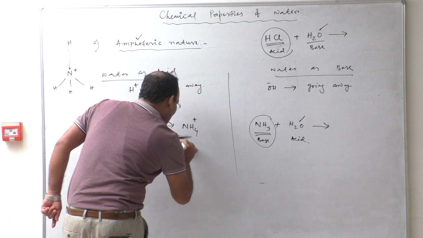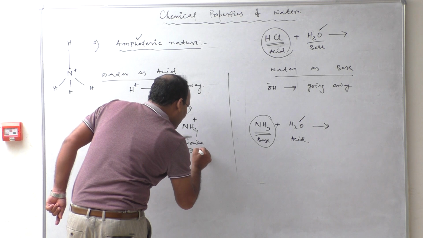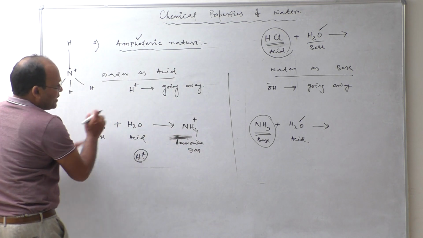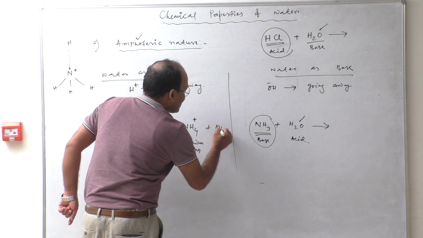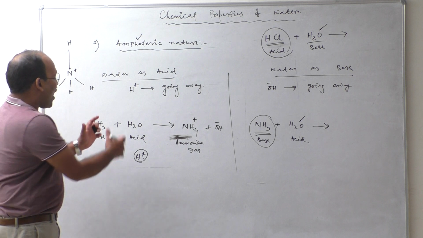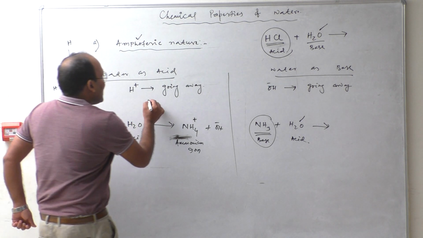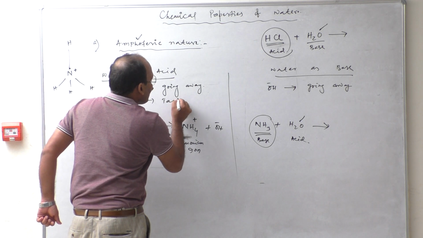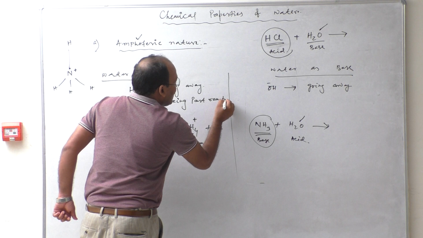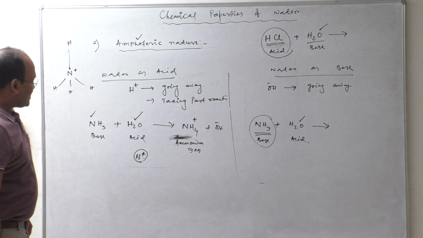This is your ammonium ion. Then what will happen? As H plus is participated here, the remaining part is OH minus. So OH minus, H plus is going here, which means from the water molecule H plus is taking part in the reaction. That means H plus is taking part in the reaction, right? So in this case water behaves like acid and this is your base, right?